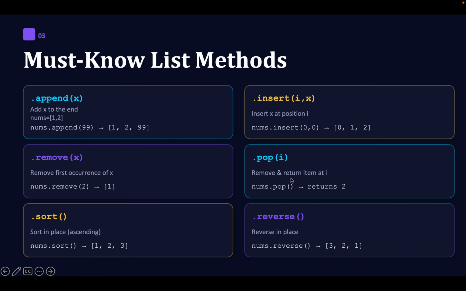And pop. Pop actually removes and returns the item at i. That means if you removed some item and you again want to get back that removed item, you can use pop. So if you perform nums.pop(), it will return 2. And sort will sort the list in ascending order. So originally if your list is 3, 2, 1, and you perform sort, it will arrange the items in ascending order, and reverse will reverse the items in place. Okay, so the output will be like this.